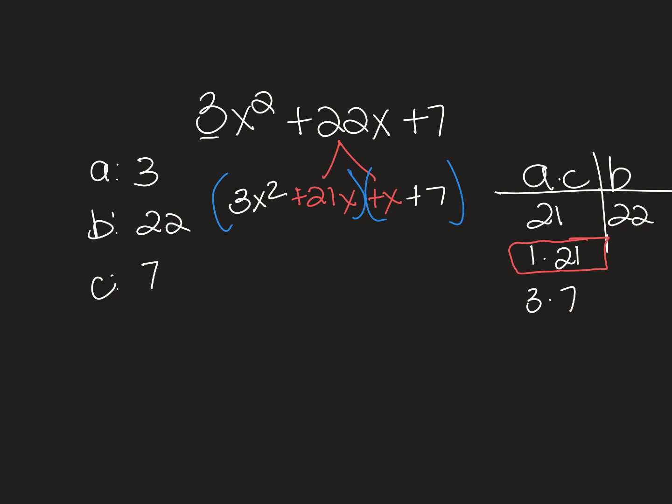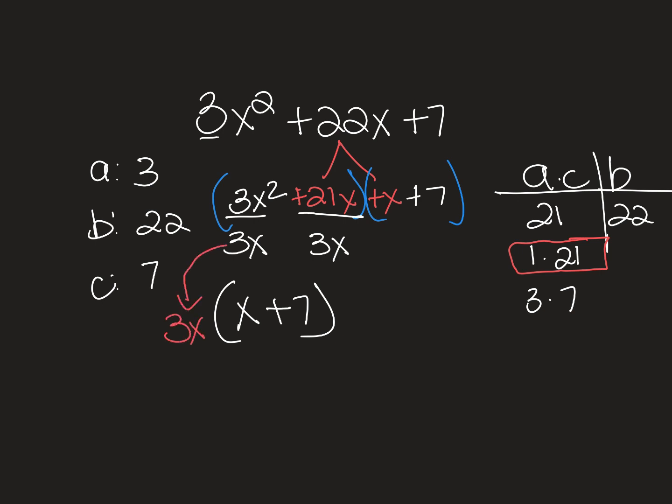Okay. Once I group them, I'm going to look and say, are there any factors that these two have in common? Well, yes, they both, I can factor out a 3x. And when I do so, I'm left with x plus 7. Now my 3x here, since I factored it out, I'm just going to bring it down because I had already factored that out of that equation.